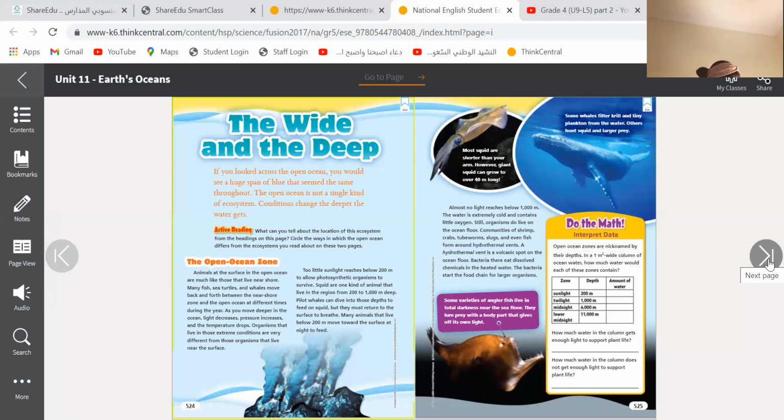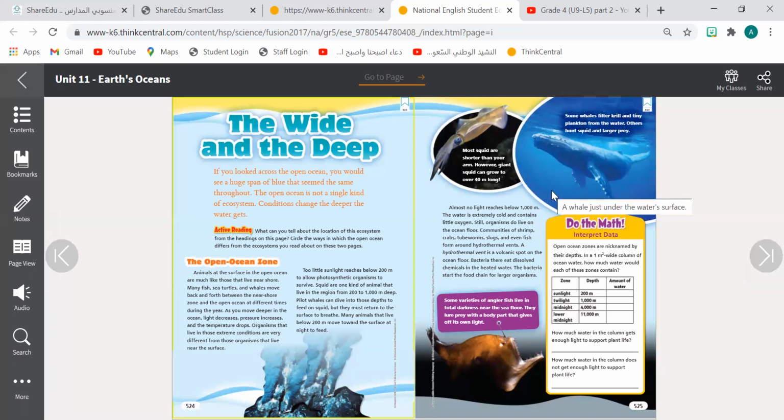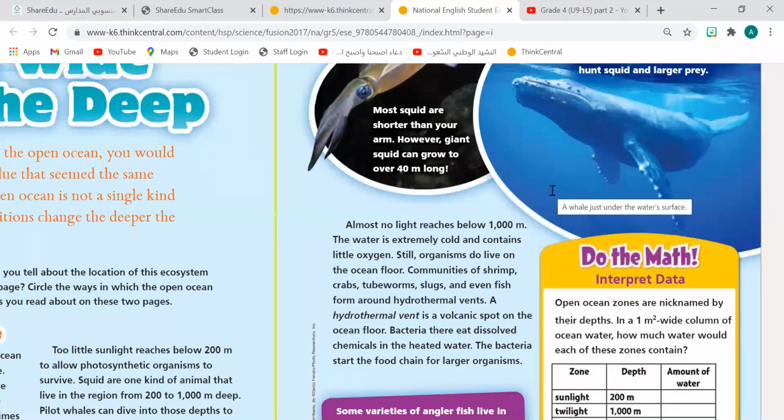Okay. Now, if a pilot wants to dive into the deep ocean, do they need special equipment or not? Yes, of course, definitely they need special equipment. Why? Because of the water pressure. Excellent, water pressure, and also the coldness, the temperature. Also, guys, the light, there's not enough light. Okay, now let's take a look at these creatures.